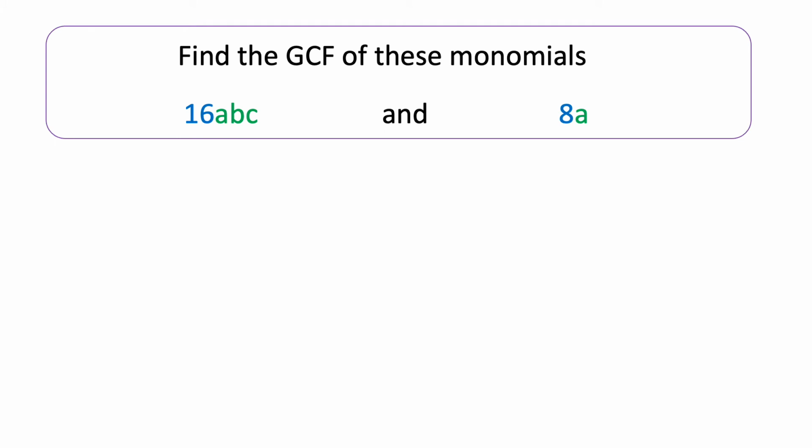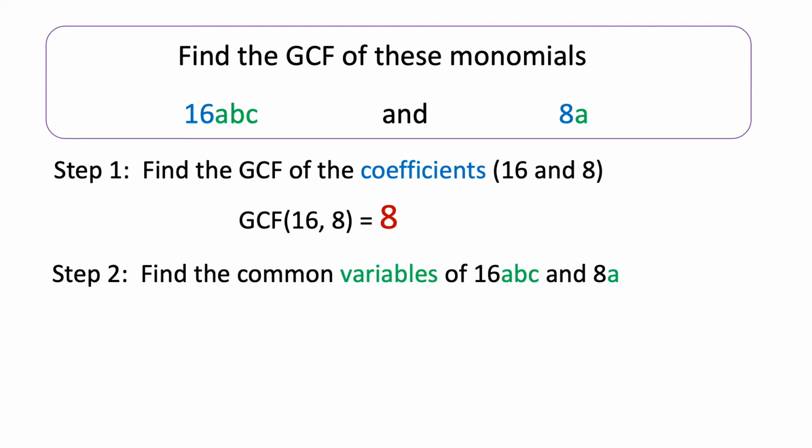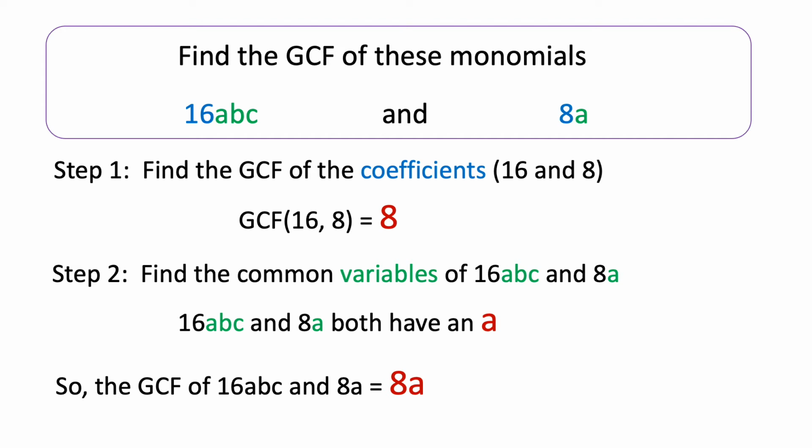Let's find the greatest common factor of these monomials, 16abc and 8a. First we find the GCF of the coefficients, 16 and 8. Notice 8 is a factor of 16, so the greatest common factor of these is 8. The common variable of 16abc and 8a is a. They both have an a. So the GCF of 16abc and 8a is 8 times a.